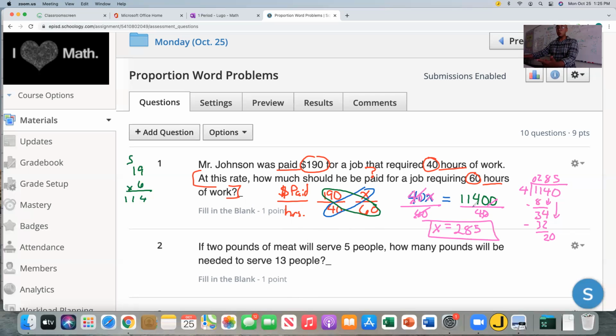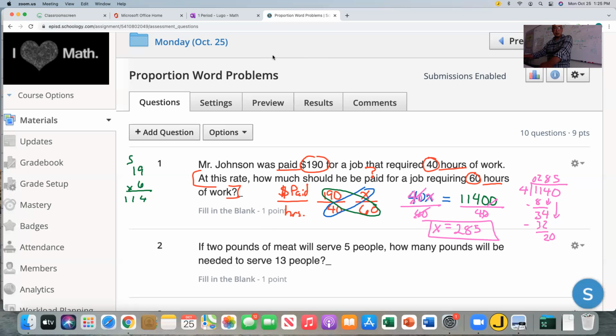We cross multiply. All right, 40x, and we make those things equal to each other. 40x is equal to 190 times 60, which is 11,400. And lastly, we divide. Always in that order. Write it down, multiply, divide. Write down the ratios, cross multiply, divide by the number next to the letter. And that's how we're going to do each one of these problems, ladies and gentlemen.